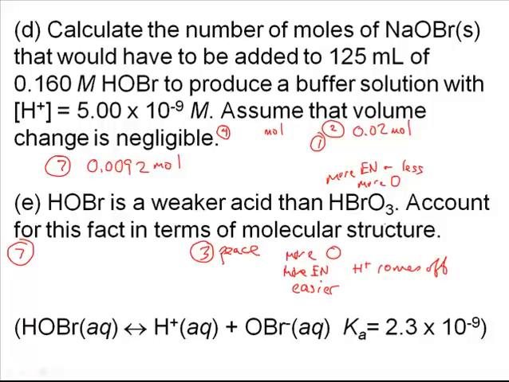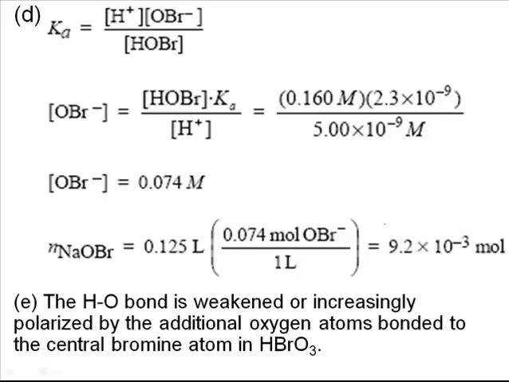The correct answer for D is 9.2 times 10 to the negative third moles. And the correct answer for E is the H-O bond is weakened or increasingly polarized by the additional oxygen atoms. So if you said oxygen was more electronegative, that is polarized. Electronegativity is what makes it polarized, so that is in the same area. I don't know how specific they would be, but any of those explanations would be acceptable.